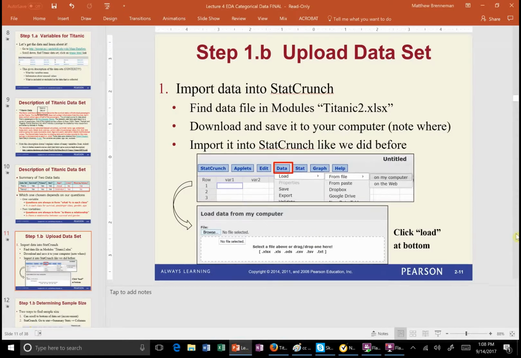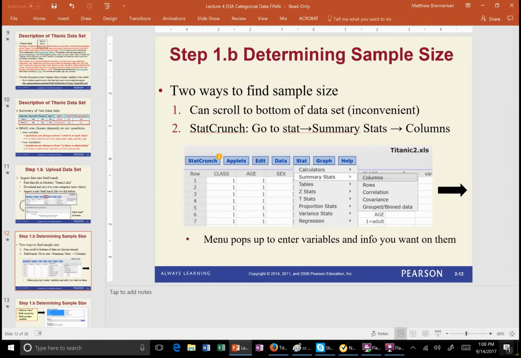Okay, so now what do we want to do? Well, first thing we want to do is we always want to find the sample size. I want to know how many data values do I have? How big is my sample, okay? So what I'm going to do is, there's two ways of doing it. The one way is you can scroll to the bottom. I'm not a huge fan of doing that.